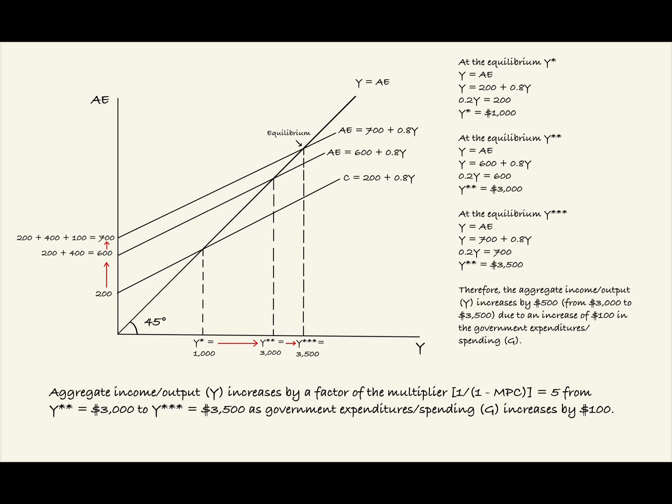Therefore, the aggregate income or output, Y, increases by $500 from $3,000 to $3,500 due to an increase of $100 in the government expenditures or spending, G. Aggregate income or output, Y, increases by a factor of the multiplier, 1 over 1 minus MPC, which equals 5, from Y double star, $3,000, to Y triple star, $3,500, as the government expenditures or spending, G, increases by $100.